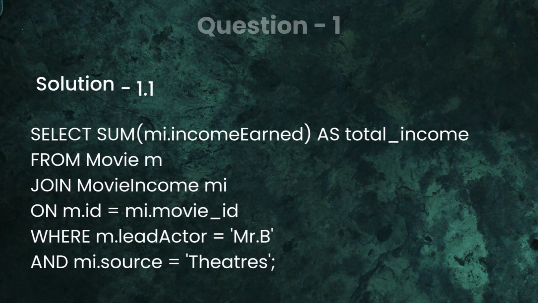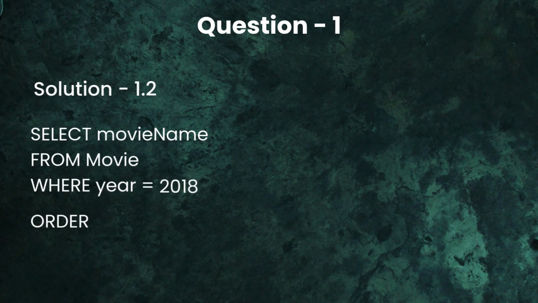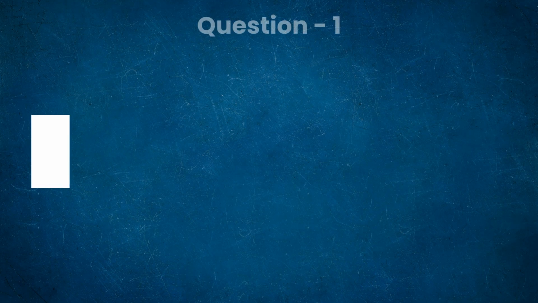Now question 2: get the name of the movie which has the second highest awards won in the year 2018. Here's how you should think. First, filter movies from 2018. Then sort them by awards won in descending order. Finally, pick the second record using limit and offset. The answer for this question in SQL is shown on the screen. If the interviewer asks about ties, mention using DENSE_RANK.